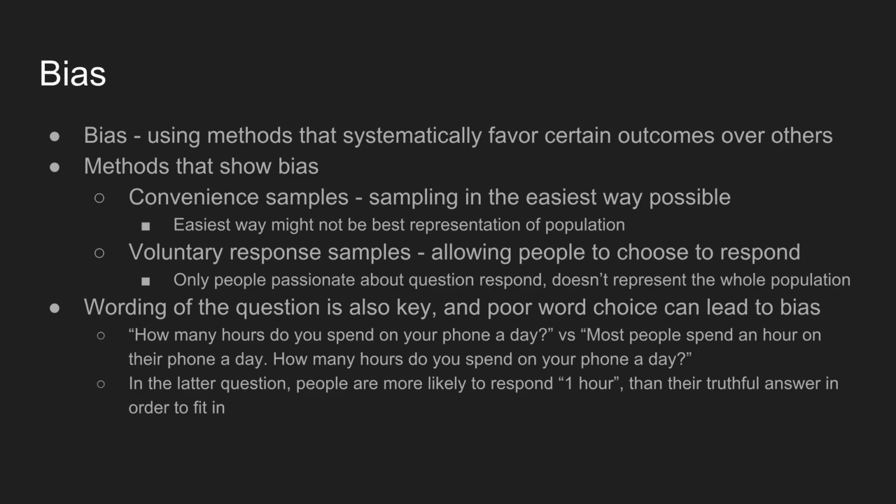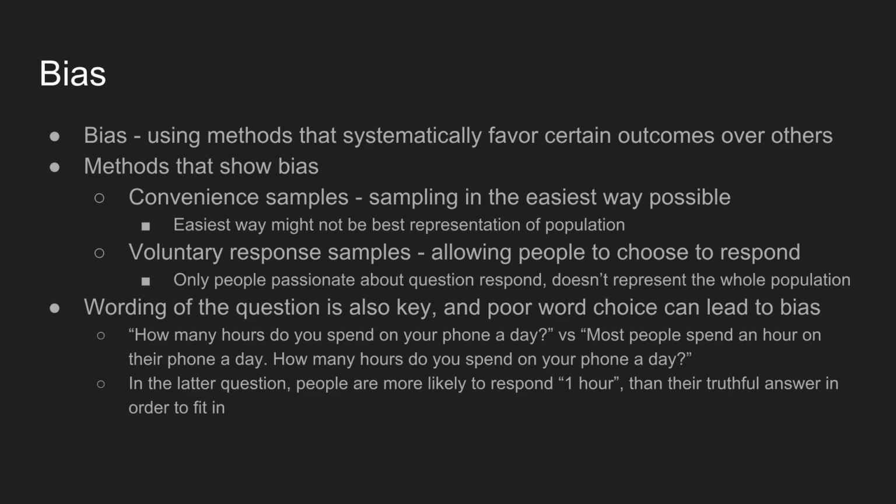Another sampling method that shows bias is voluntary response samples. This is where surveyors will send out a survey and people have the option to respond. But the issue is, only people who feel strongly about the question care enough to respond. So we get people who are passionate about the question or issue at hand, rather than a representation of the general population, which may be more moderate or apathetic.